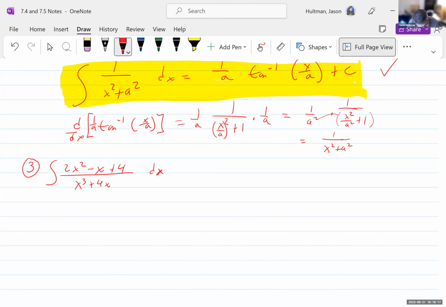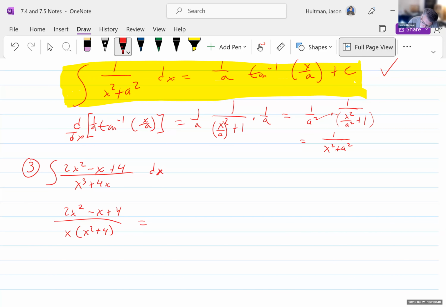And so we have 2x squared minus x plus 4 over x times x squared plus 4. Now that x squared plus 4 is not factorable. So how do we deal with this?